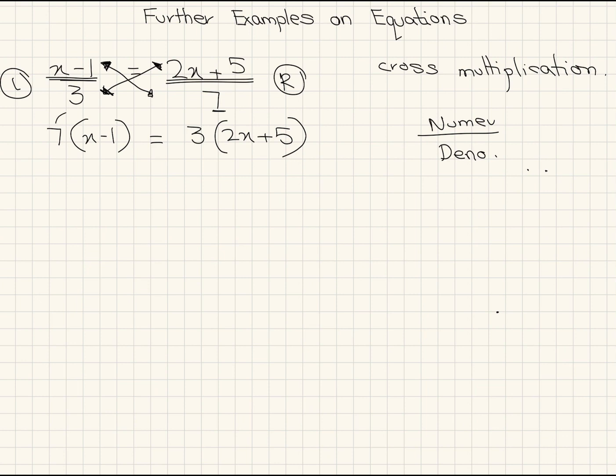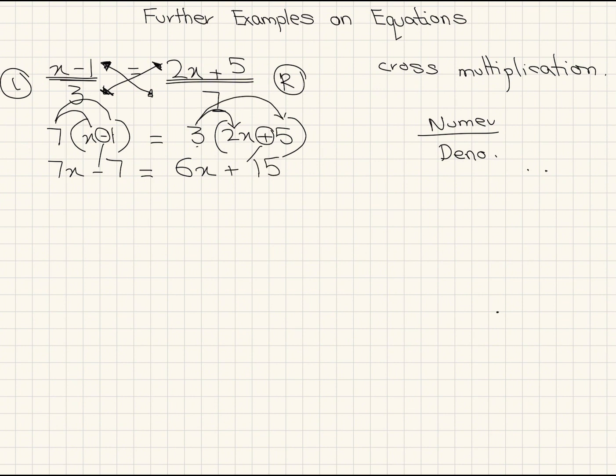And for me to do that, I have to multiply the 7 with x and I also have to multiply it with 1. So it's going to be 7x. This stays the same minus, and this is going to be 7 times 1 is going to give us a 7. All right, 3 multiplied by 2x. So 3 times 2 is 6x, that's going to give us, and this stays the same, plus then 3 times 5 is going to be 15.